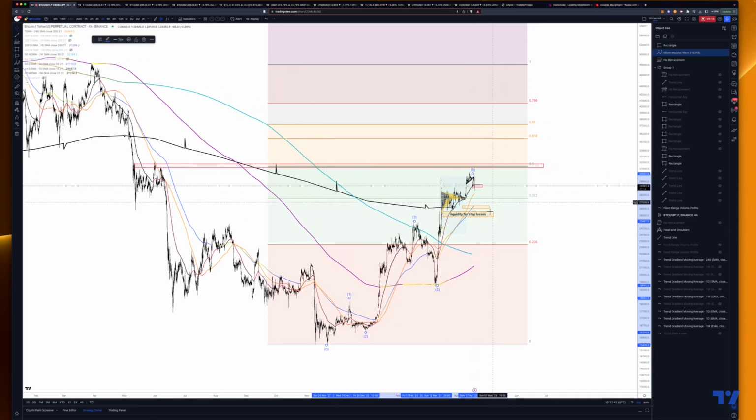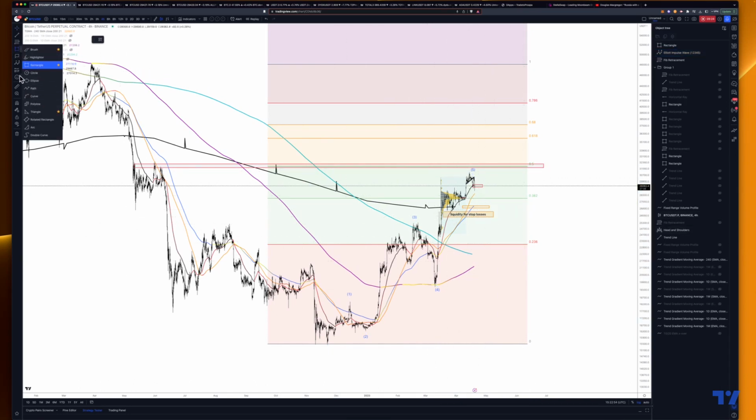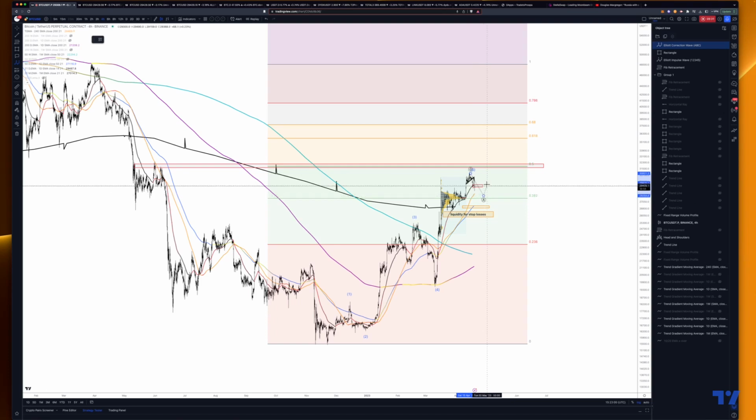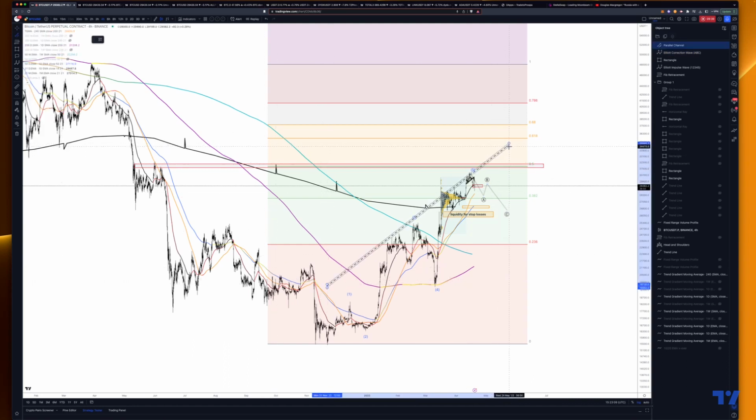But it could be, so if this is for wave 5, then we've got our ABC correction. And our ABC correction could take a moderate path. If that was our top, we might just go a moderate path like that and then go up again. And then we can look at potential channel. Yep. Something like that.